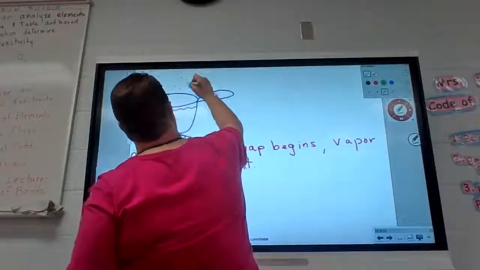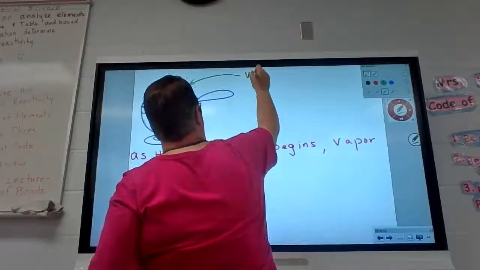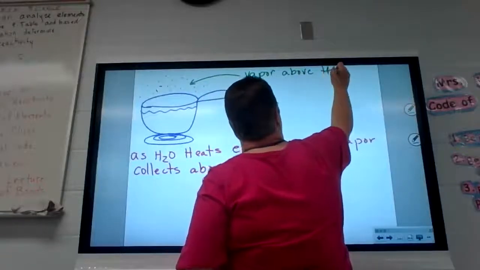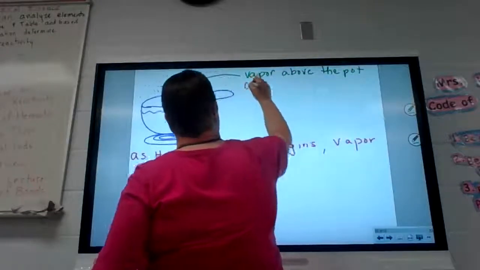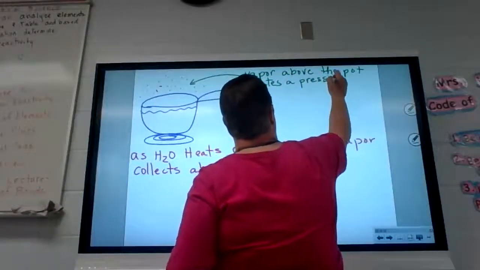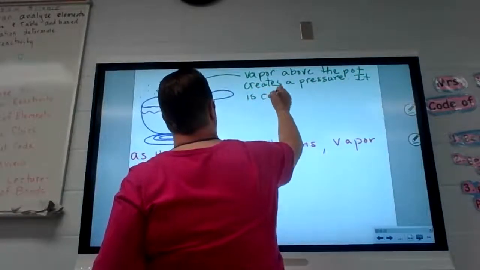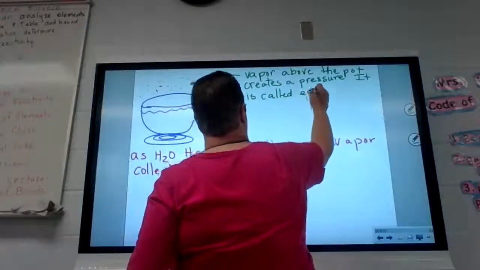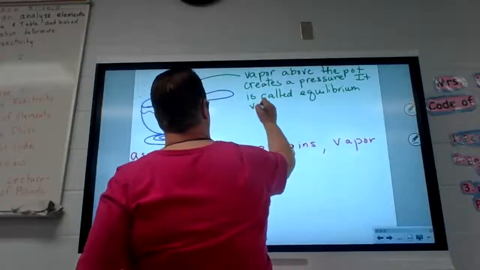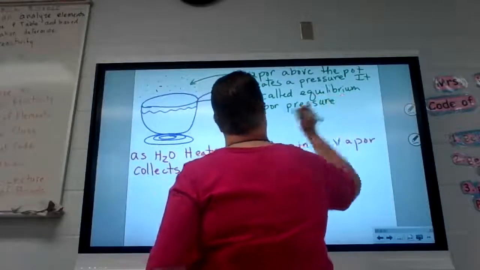All right, now, this moisture above the pot, this vapor above the pot creates a pressure. It is called equilibrium vapor pressure. Okay?